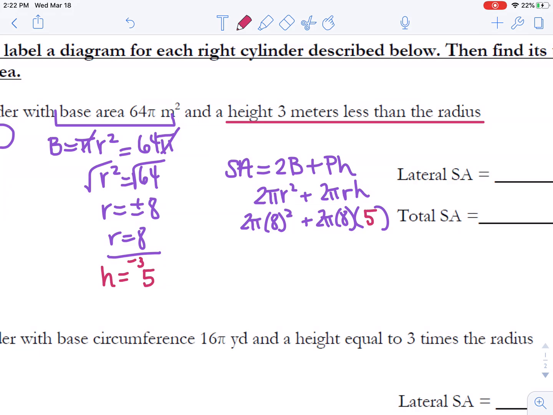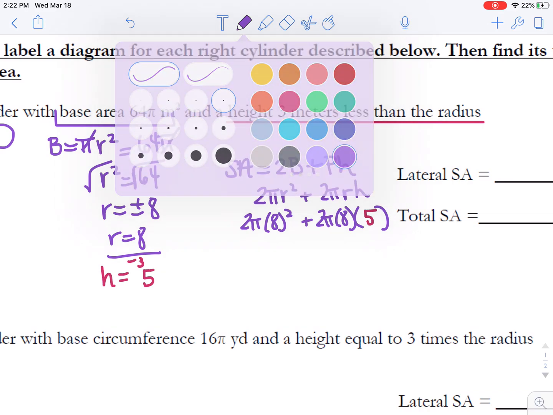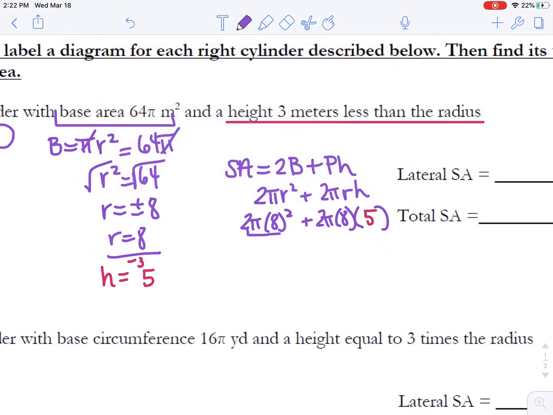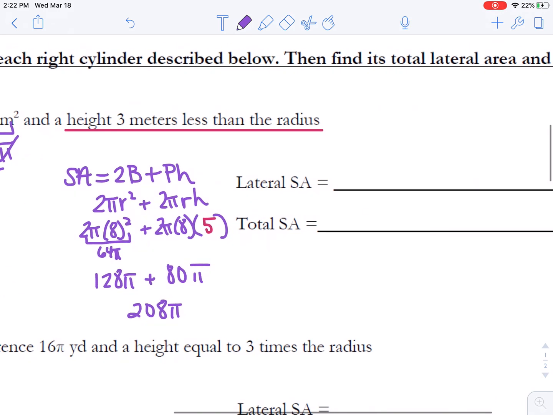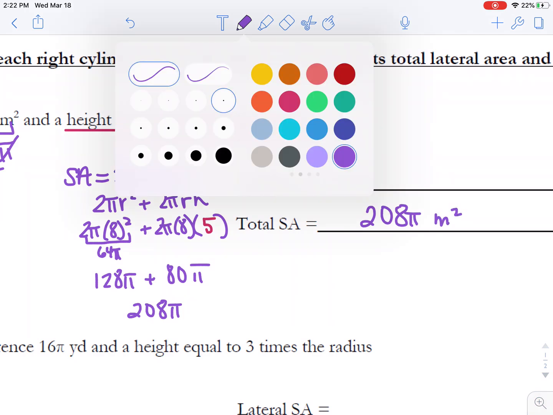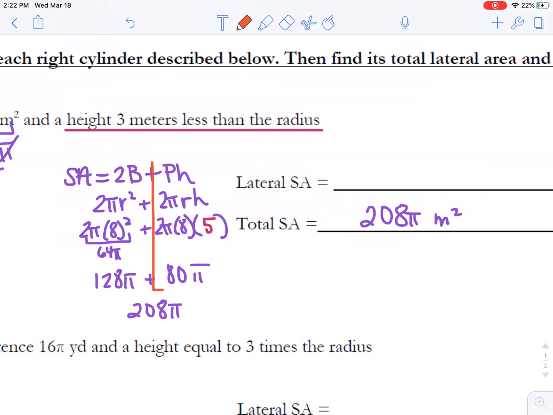So we can plug that in and now we can compute our final surface area. So notice that the area of the base is 64 pi, which they told us originally up here. So that's good. So times that by 2, we get 128 pi plus 80 pi. It's going to equal 208 pi for our total surface area. So 208 pi, and this is going to be square meters. And just like normal, we can go back in and find our lateral area, which is 80 pi.